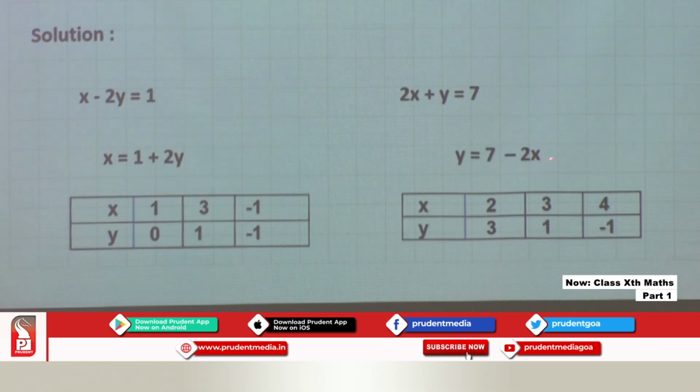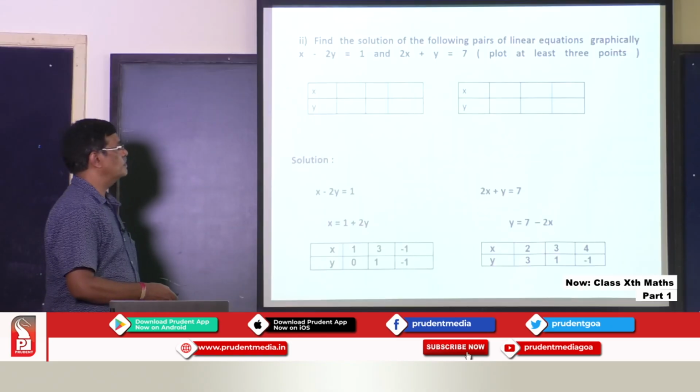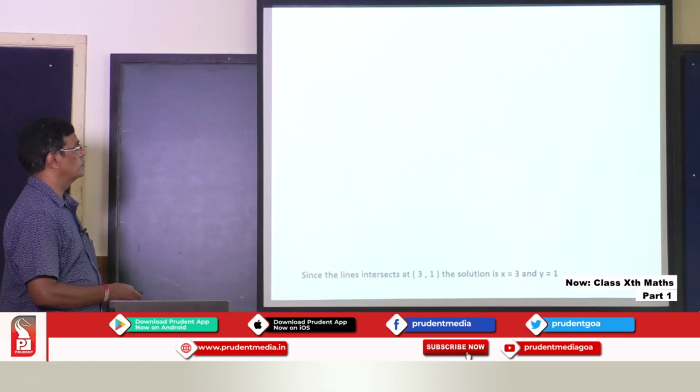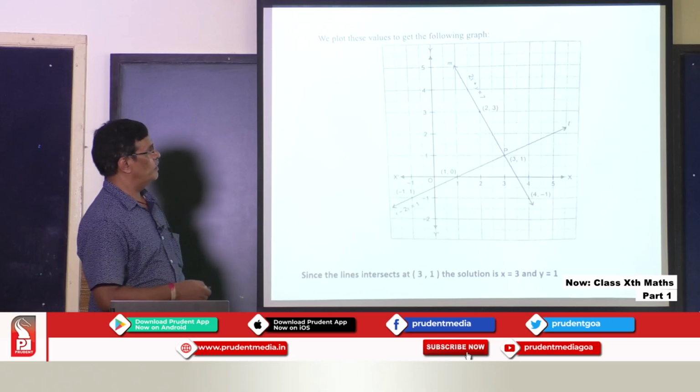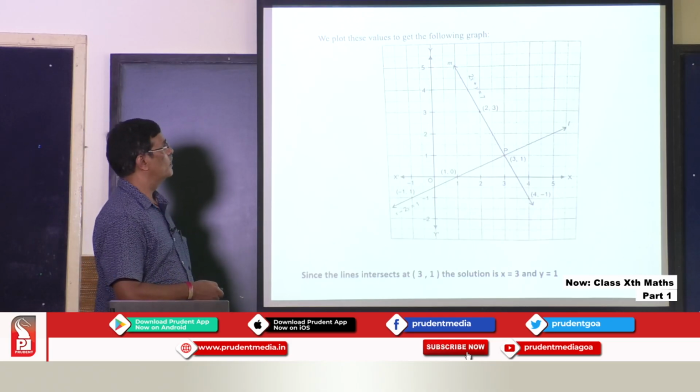I have taken here x is equal to 4. So 4 2s are 8. So 7 minus 8 is minus 1. So I am getting value of y is minus 1. Once I get these coordinates, now I have to plot it on the graph. See here. Accordingly, you have to plot the graph here.